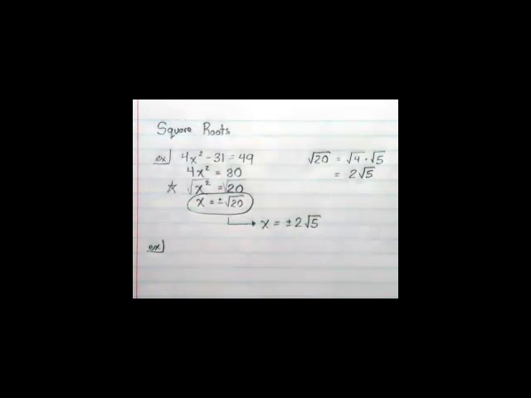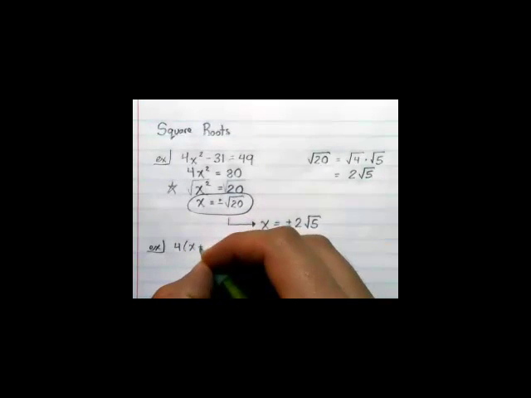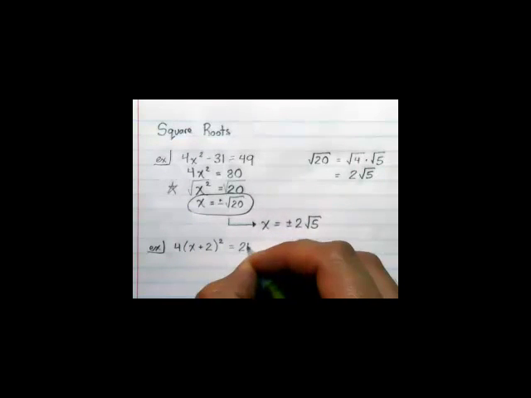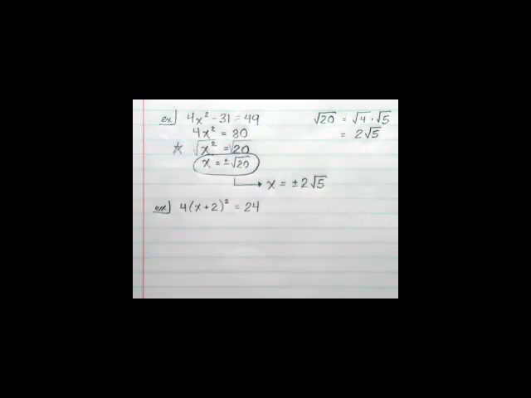Remember, we're trying to isolate the squared part. So what if we had 4 times x plus 2 squared equals 24? Nope. Can't distribute into a square. If this little square was not there, absolutely. You've got to divide by the 4, because it's being multiplied, right? The squared part on the left-hand side is being multiplied by 4, so to undo that, we have to divide it over to the other side.